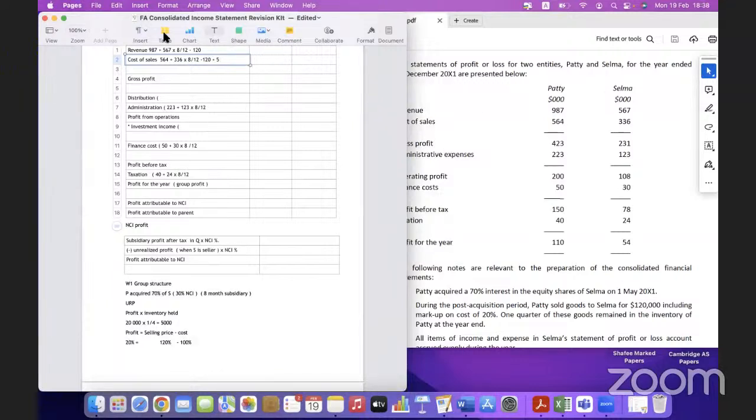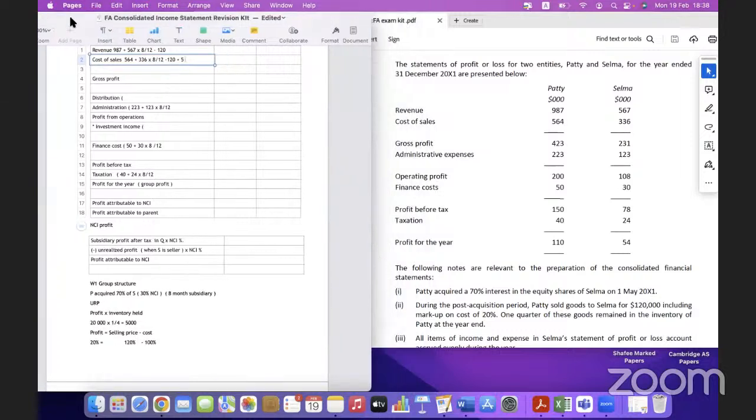Okay, now guys, let's start calculating this one then. Let's see. 987 plus 567 into 8 divided by 12, that one, guys, minus 120. Then the answer, guys, will be 1245.